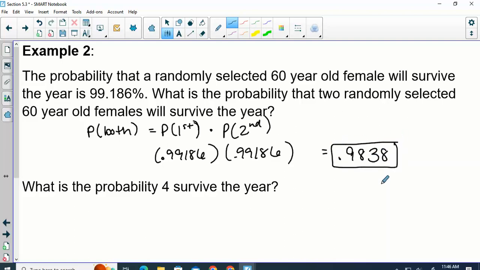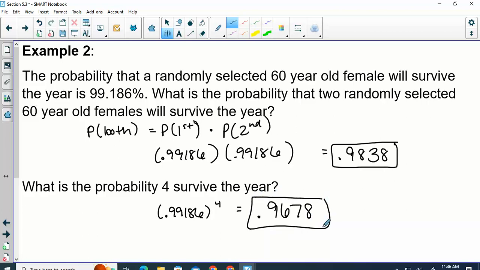So I get 0.983. Okay. What is the probability that 4 will survive the year? So what would I do? Yep, we have to do this 4 times. Or I could just say to the 4th power. We get 0.967.